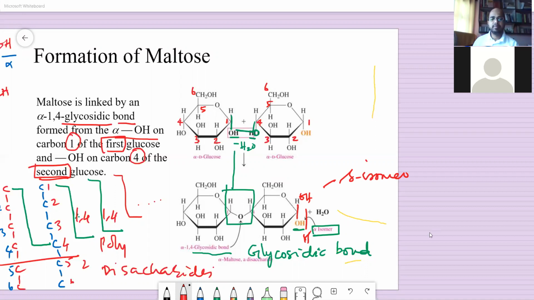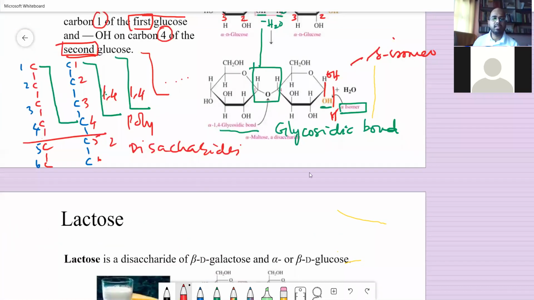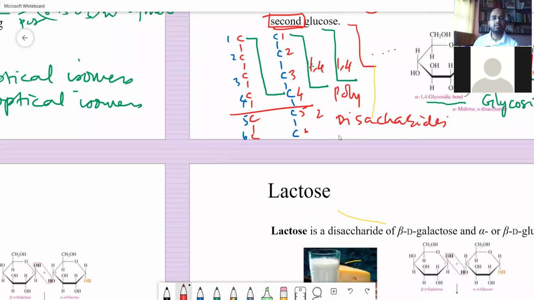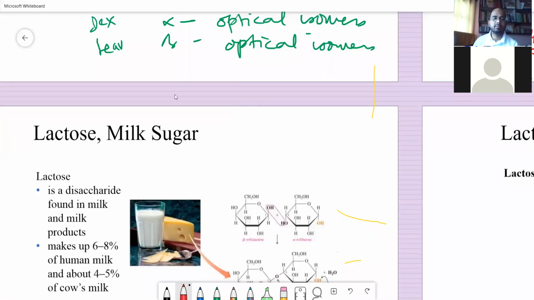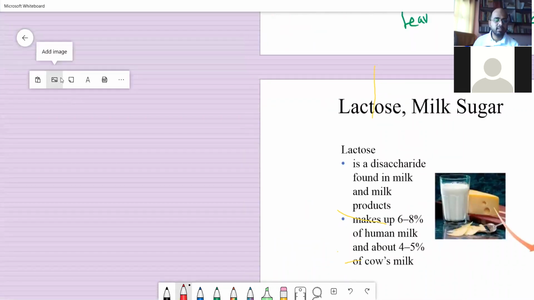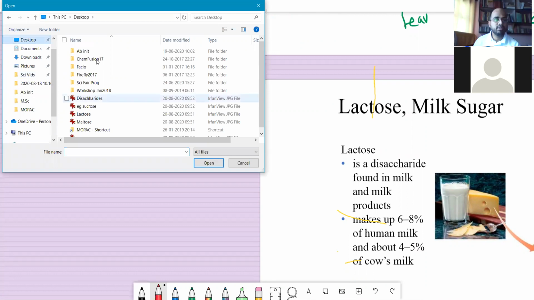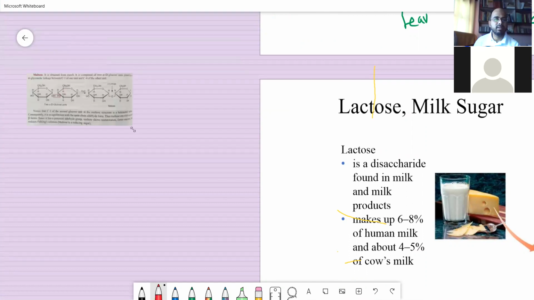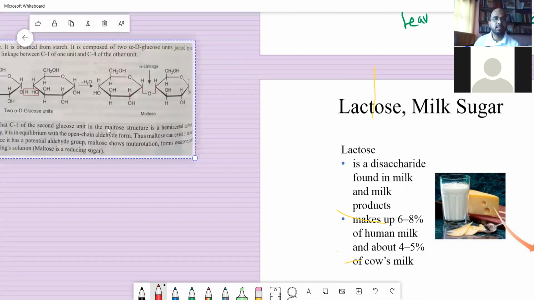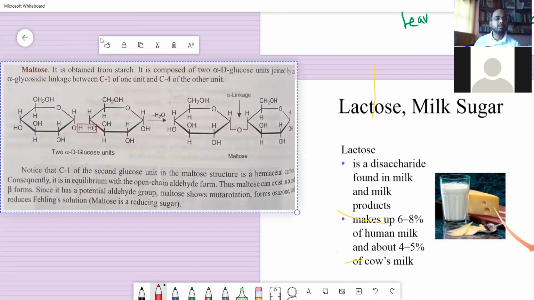So it is now clear that two glucose units can be linked together by means of a glycosidic bond to form maltose. I'll show another reaction. I'll add another image that I have found. This will give you maltose, right? So maltose is obtained from starch.